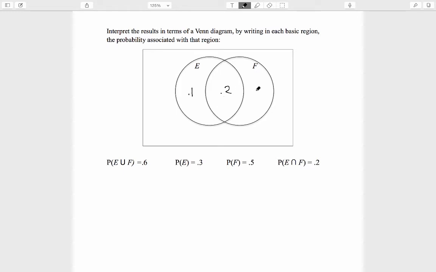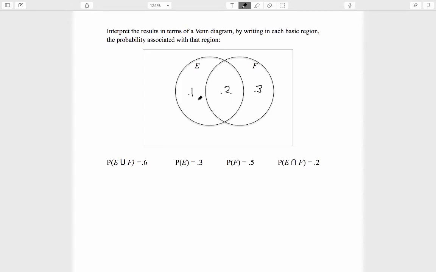Similarly, we write 0.3 here in the region inside the F circle but outside the E circle. Where did 0.3 come from? It's 0.5, the probability of F, minus the 0.2 that's already been accounted for in the intersection. The probability of F overall equals 0.5, and that 0.5 is the sum over both of these regions that belong to F.